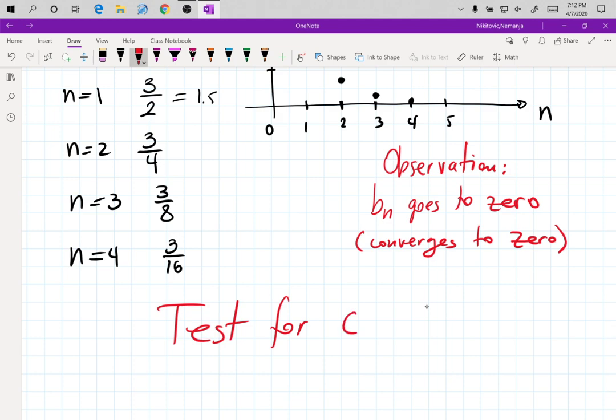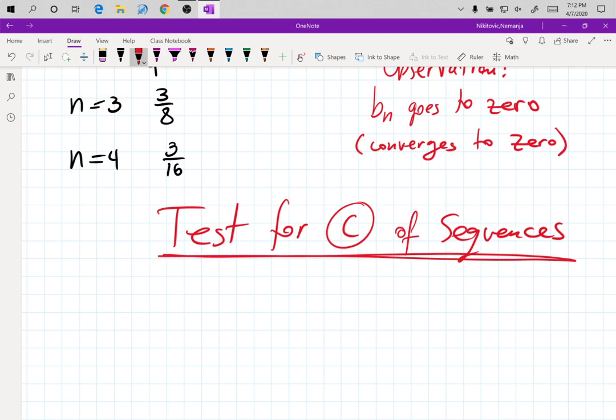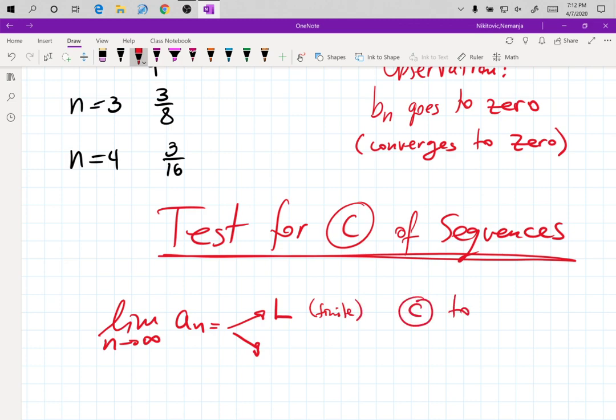for convergence of sequences. The limit as n goes to infinity of an can have a finite value L, so we say it converges to L. Or it could have one of the infinities, where we say it diverges.